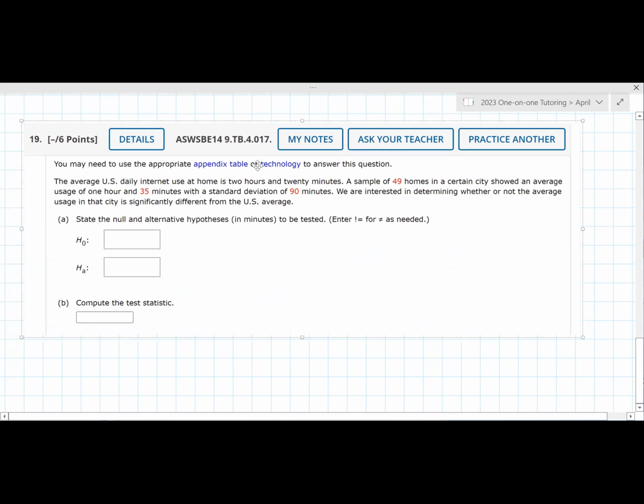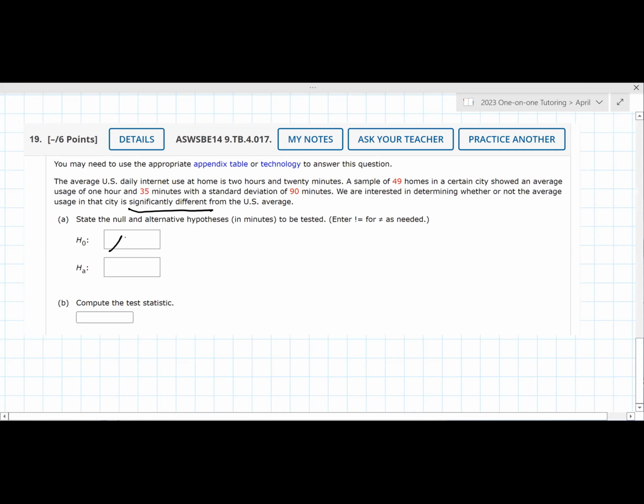The average US daily internet use at home is 2 hours and 20 minutes. A sample of 49 homes in a certain city showed an average usage of 1 hour and 35 minutes with a standard deviation of 90 minutes. We are interested in determining whether or not the average usage in the city is significantly different from the US average. So good to read it one more time.